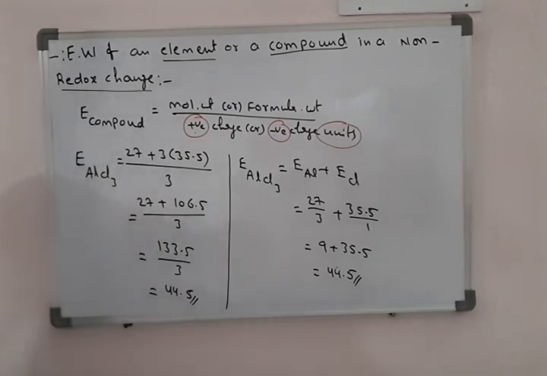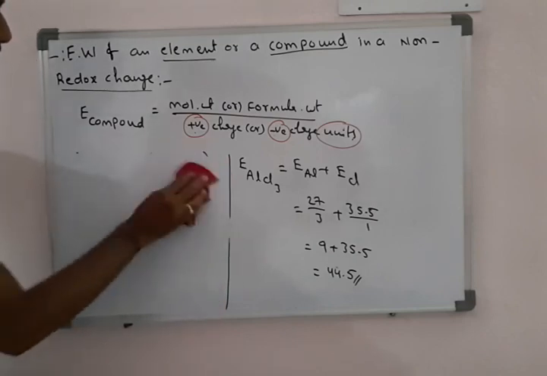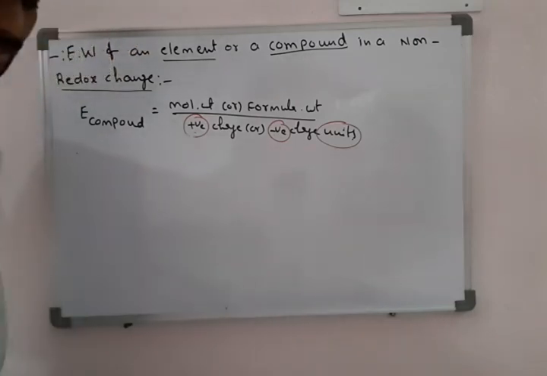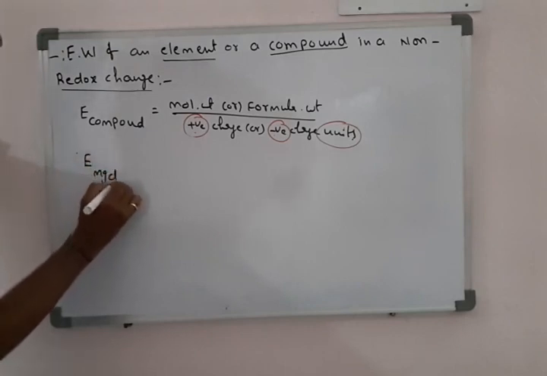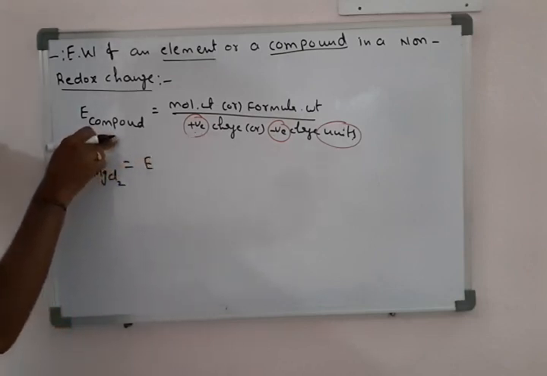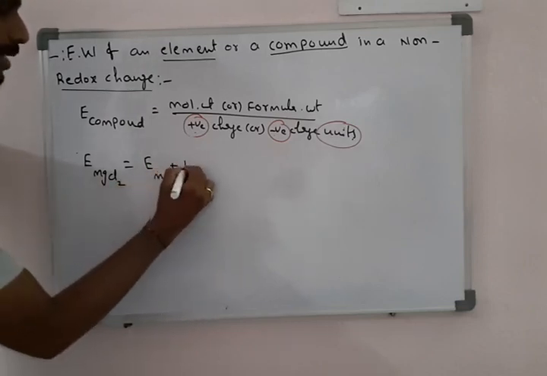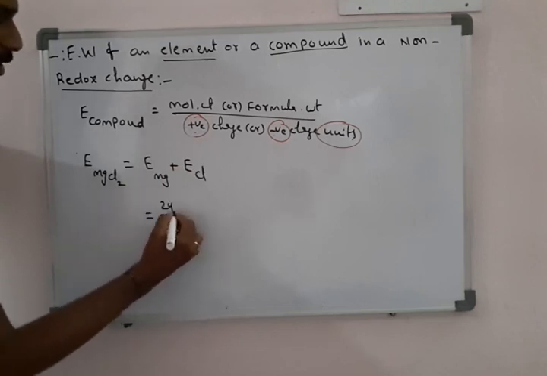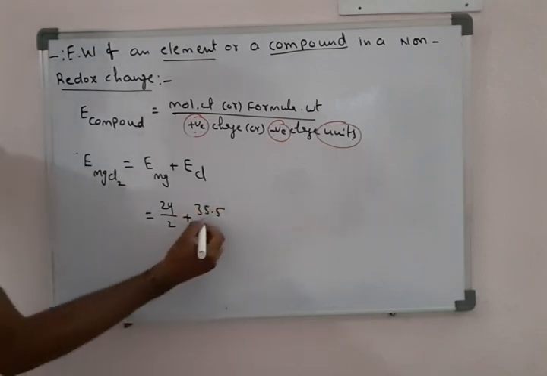See the other one. For example, equivalent weight of MgCl2, which we already calculated by the first method. Now we take the second method, which is the equivalent weight of magnesium plus the equivalent weight of chlorine. Magnesium is 24 by 2, and it is equal to 12, plus 35.5.